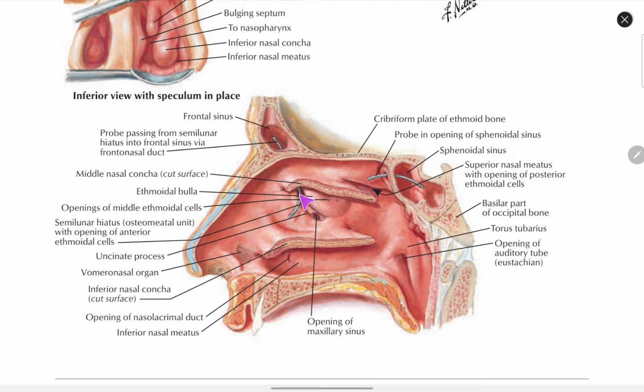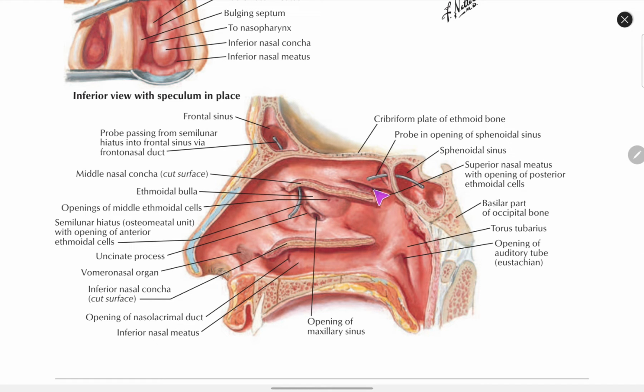So the opening of the frontal air sinus is seen at the anterior part of the hiatus semilunaris, and the opening of the anterior ethmoidal air sinus is present behind the frontal air sinus, and the opening of the maxillary air sinus is located on the posterior part of the hiatus semilunaris.